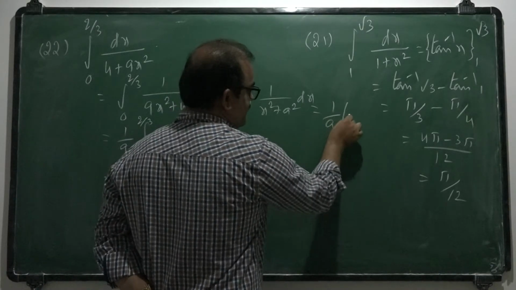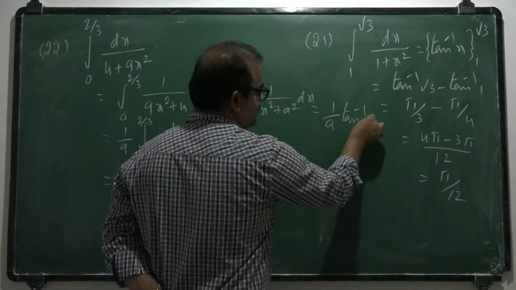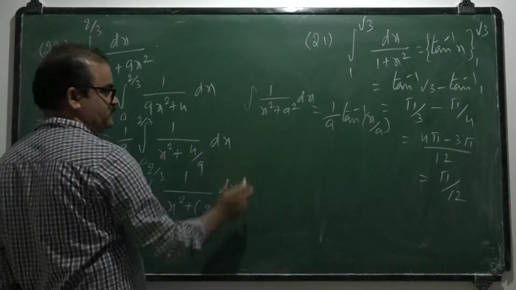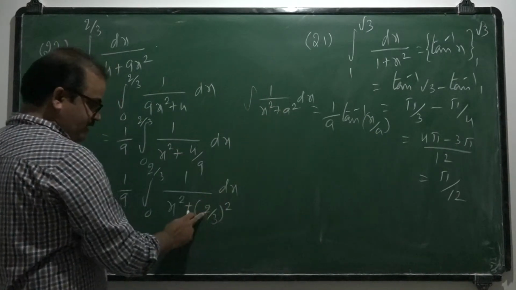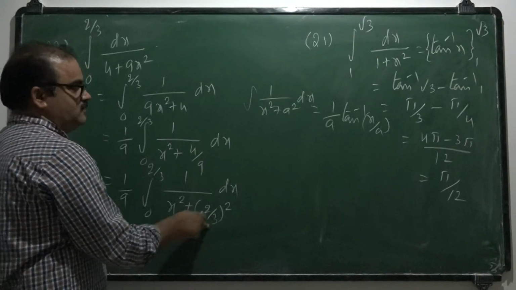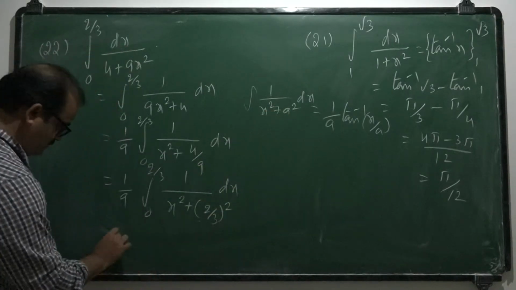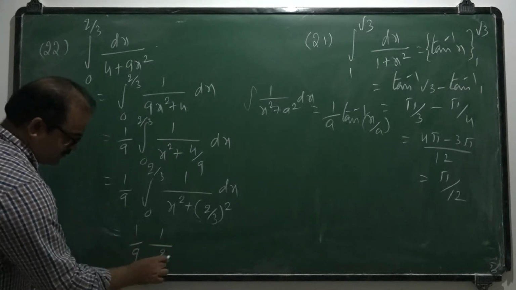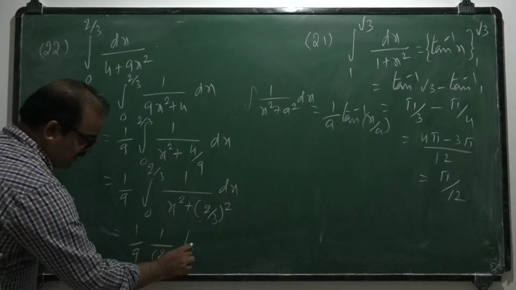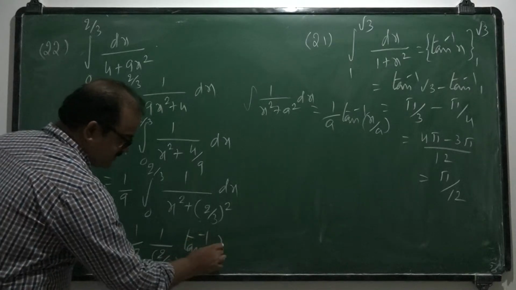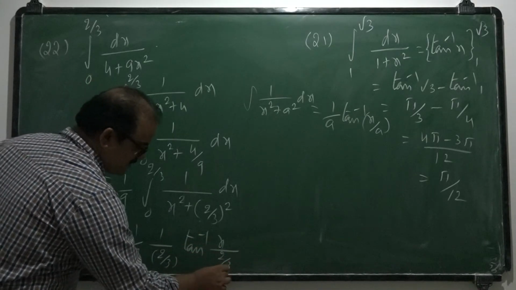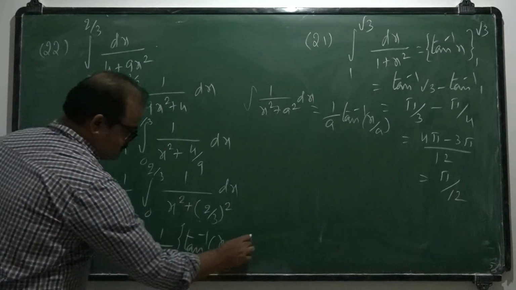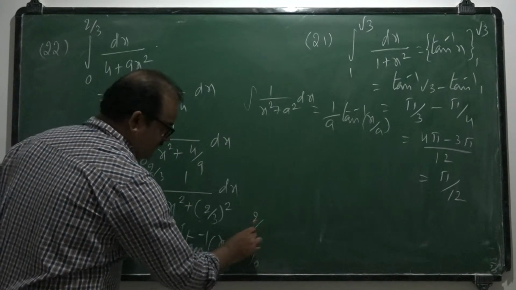It is 1 by a into tan inverse x by a. This integral is in this form. In place of a, it is 2 by 3. Apply this formula: 1 by a tan inverse x by a, with a equal to 2 by 3, between the limits 0 to 2 by 3.